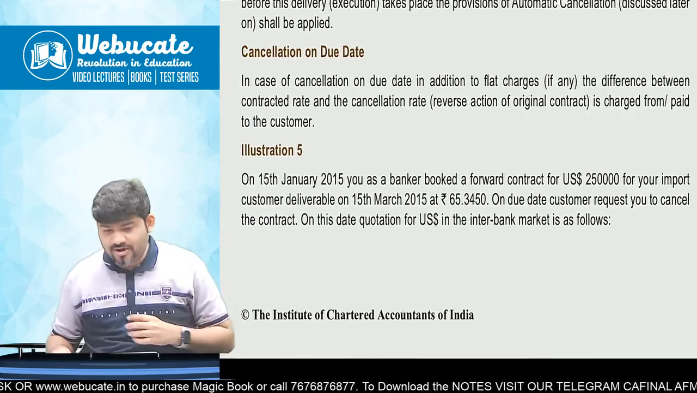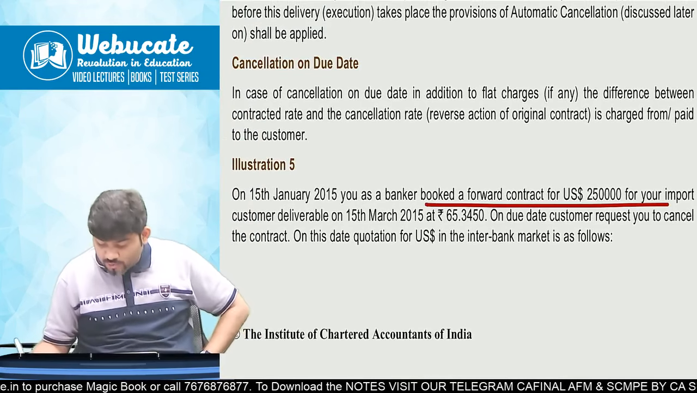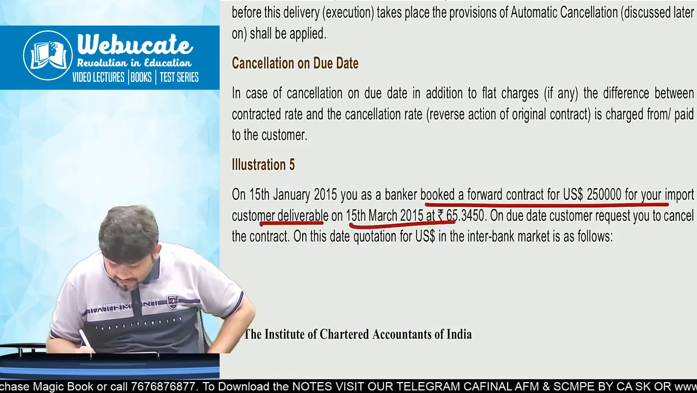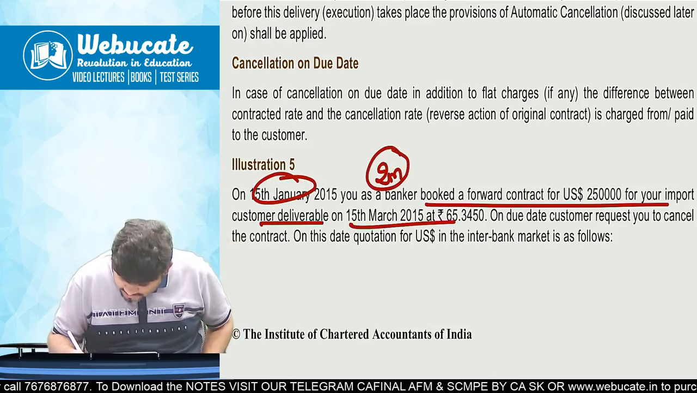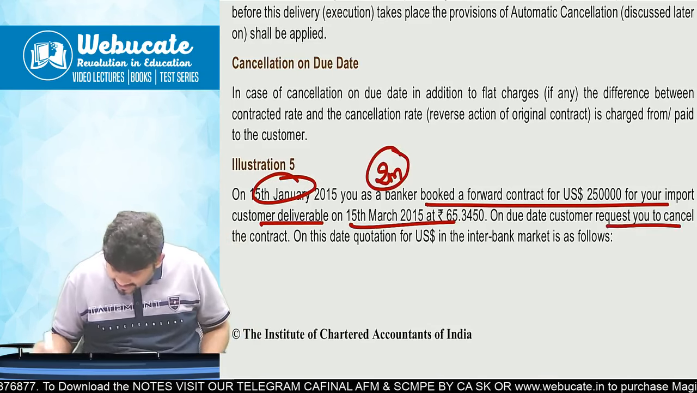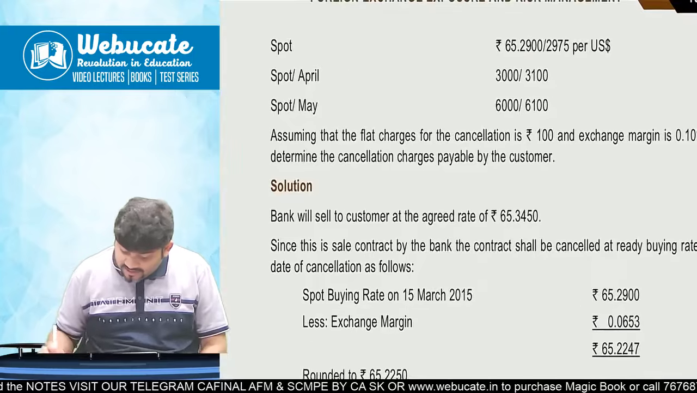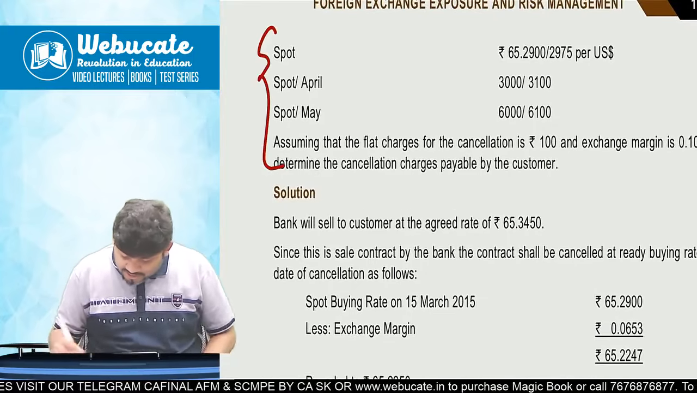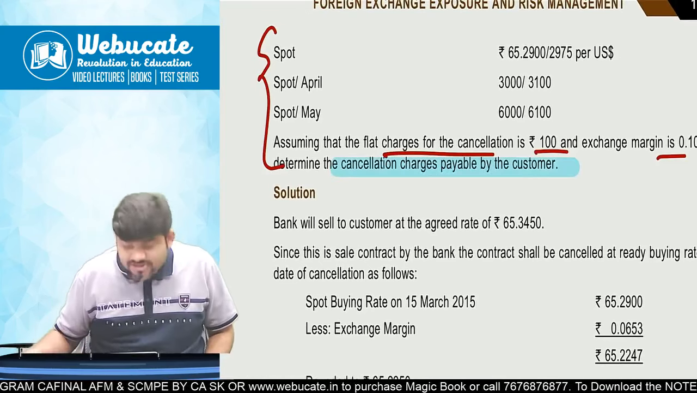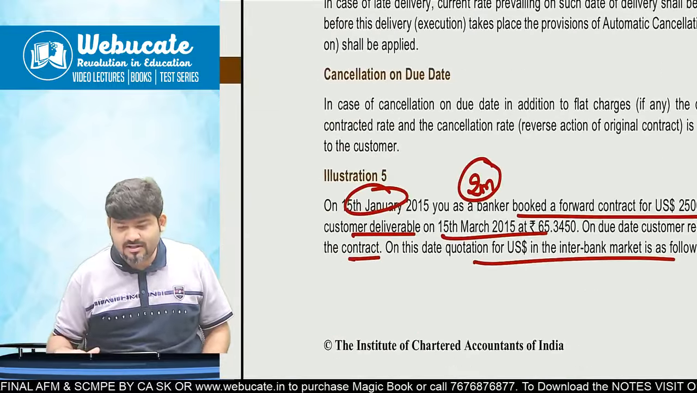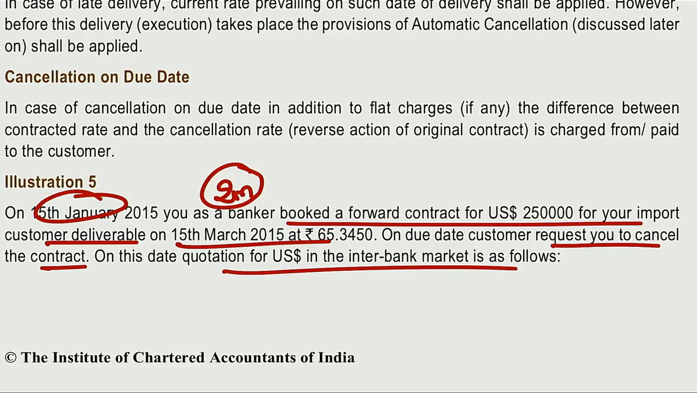On 15th of January, you as a banker booked a forward contract for $250,000 for your import customer, deliverable on 15th March, that is, 2 months. On due date, the customer requests you to cancel the contract. On this date, the quotation for the dollar in the interbank is as follows. Assuming that flat charges for cancellation are 100 and the exchange margin is 0.1, determine the cancellation charges payable by the customer. Please read the question twice and then we will start together.